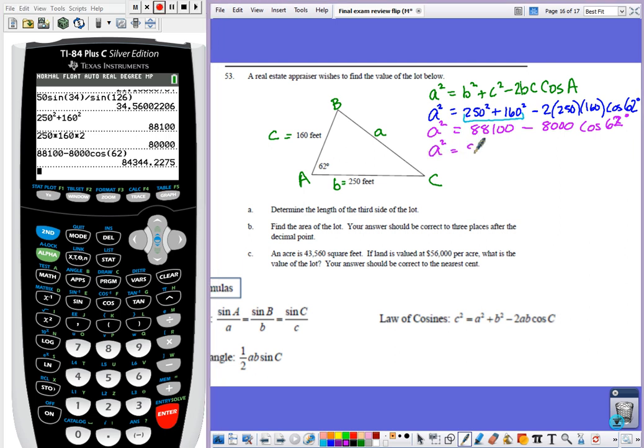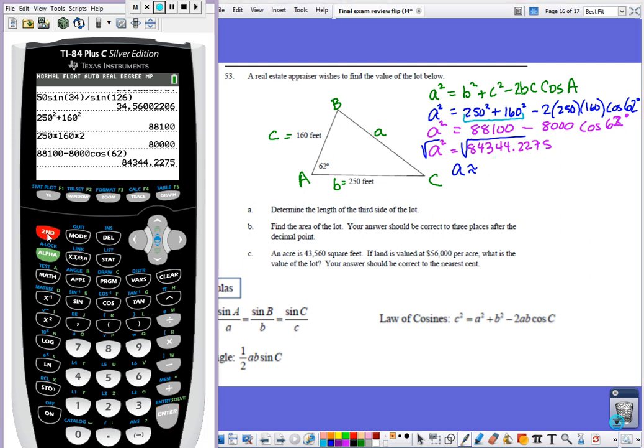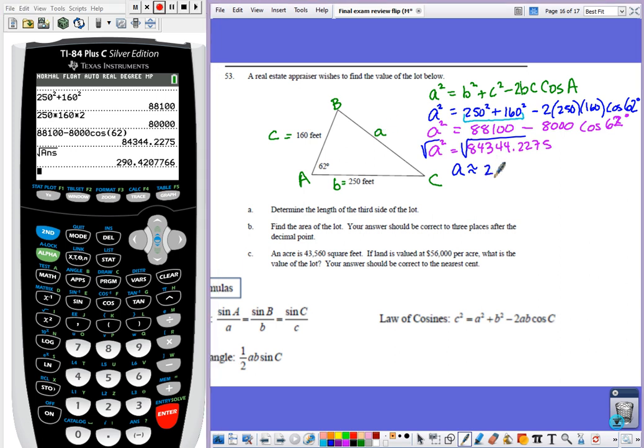A squared is equal to 84,344.2275. And then we need to square root both sides. And that will give us our A. And this is an approximation. So second square root, the second answer, and we get 290. Does that make sense? Here's 250, here's 160. Yeah, 290 is in the ballpark. 290.421, right? So be careful, is this degrees? Nope, it's feet.